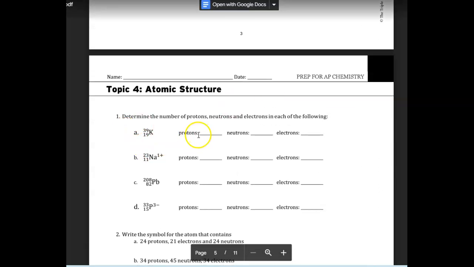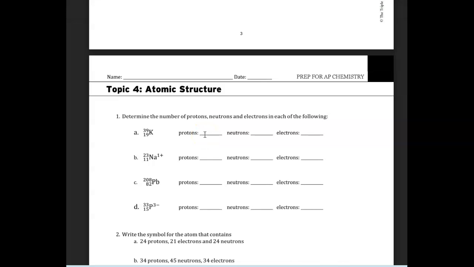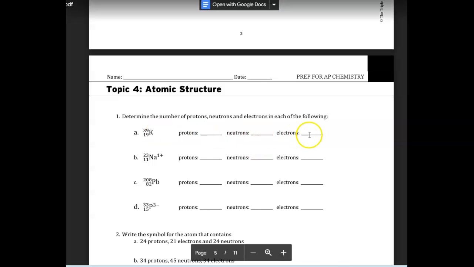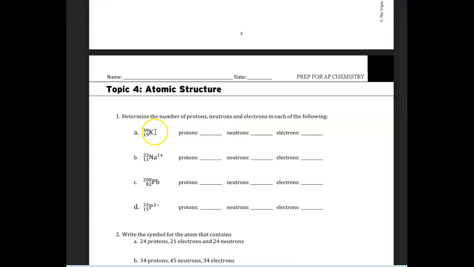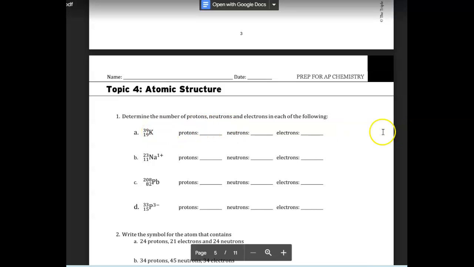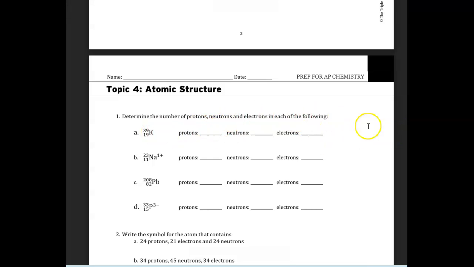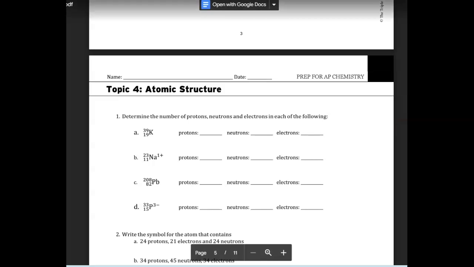I guess it didn't. But anyway, of course, there were 19 protons, 20 neutrons, and the number of electrons, as long as this atom has no charge on it, is the same as the number of protons, because electrons have a negative charge, protons have a positive charge, and we have to have equal numbers of protons and electrons to provide us with a neutral charge.